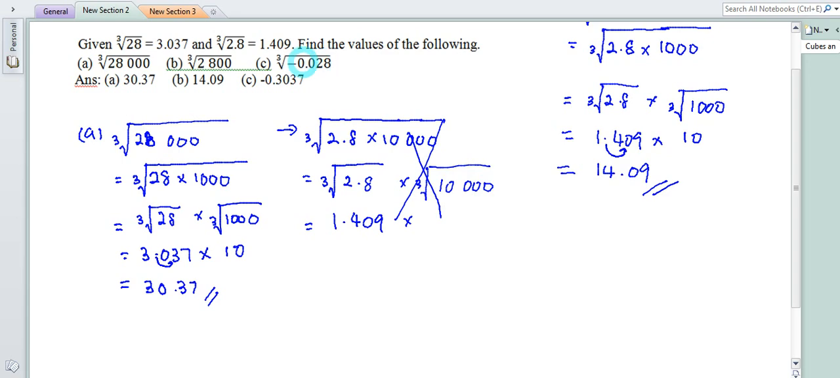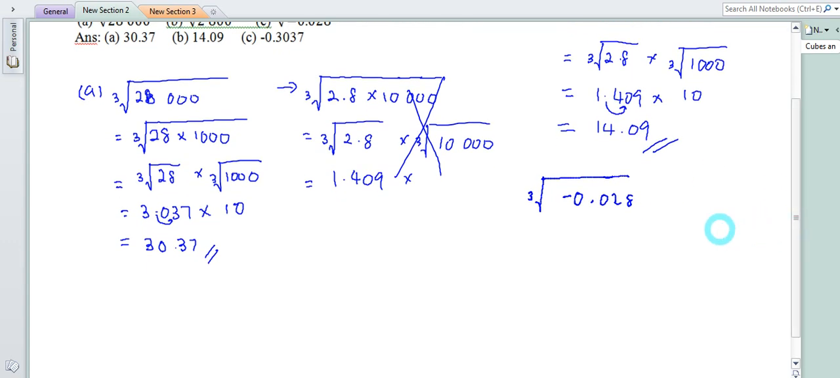So as I told you just now, before you calculate, you know that if you cube root a negative number, definitely you will get a negative answer. So the way we solve is the same. Cube root of negative 0.028. Okay, so here I just change it to 1, 2, 3. Okay, I just change it to 28.